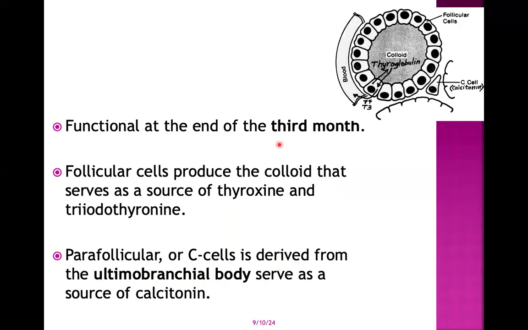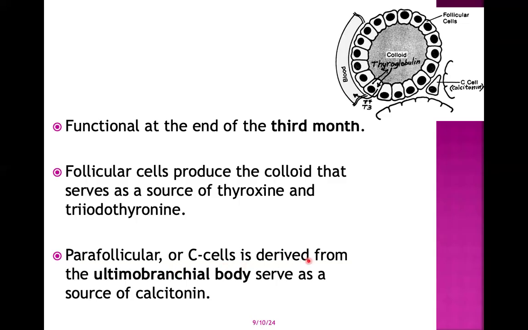At the end of the 3rd month, it will start producing what we call thyroglobulin, which forms a colloid. These are the secretory cells, known as follicular cells. So you have the thyroglobulin, and then to be converted into T4 and T3. Biochemistry and physiology will tell you more about that. And you have the parafollicular cells, which will secrete calcitonin. Follicular cells produce the colloid that serves as a source of thyroxine and triiodothyronine.